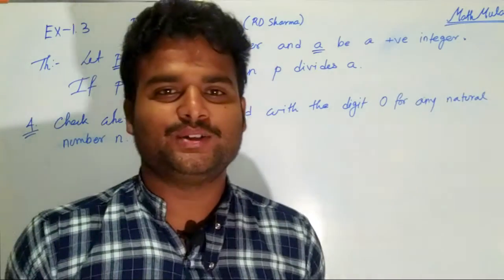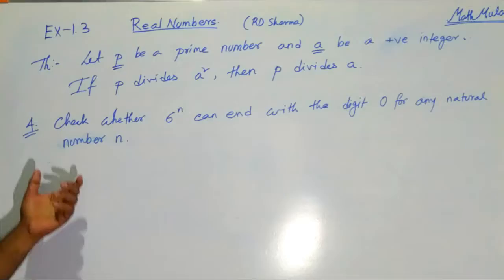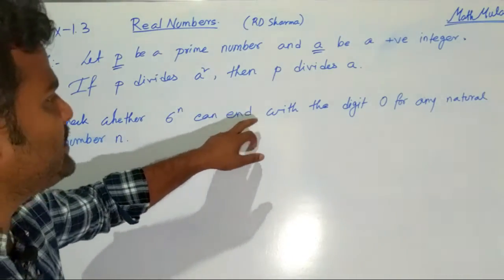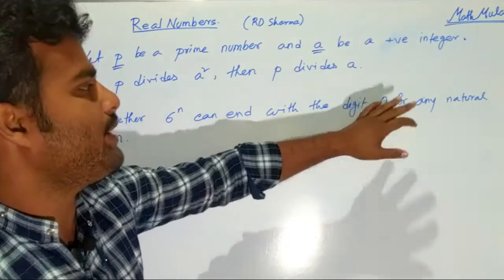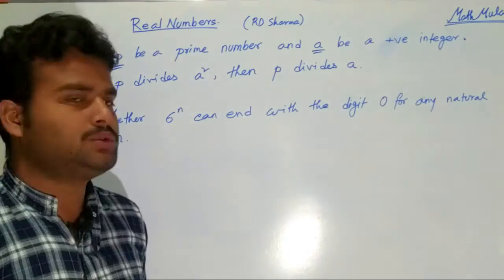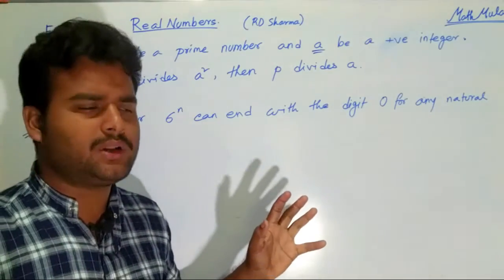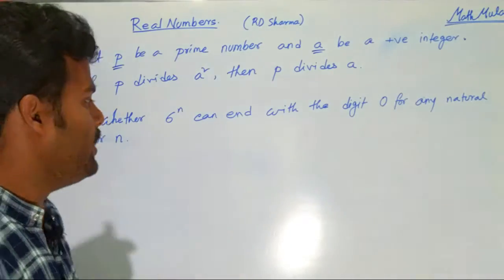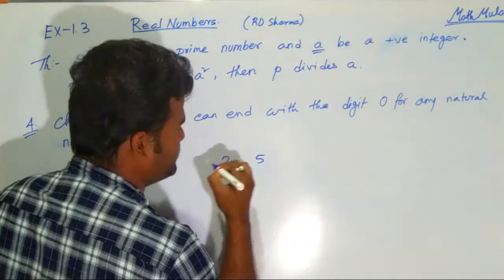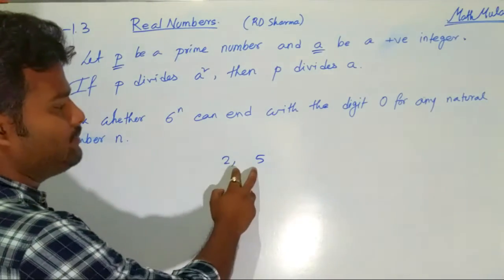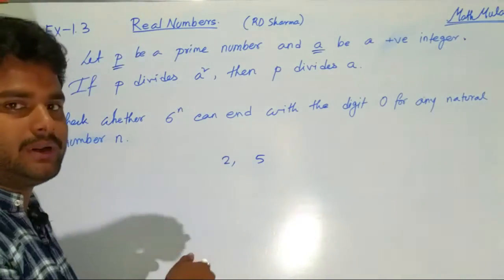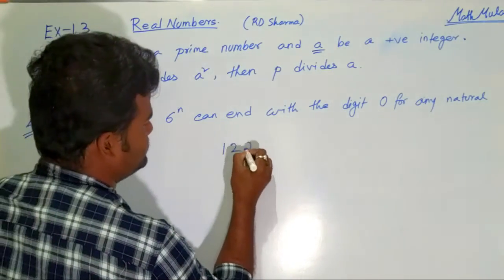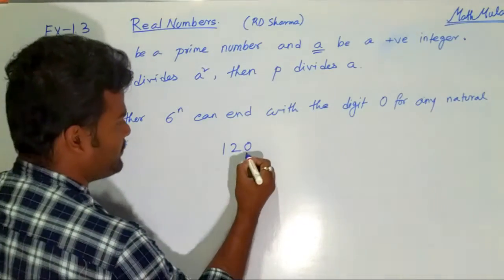That's it. Now we solve sum number 4. Check whether 6 to the power n can end with the digit 0 for any natural number n. So look, choose any number, its last digit will be 0 only when two factors belong to it: one is 2 and another is 5. If 2 and 5 belong together in this number, then the last digit must be 0. Take a number 120. Its last digit is 0.